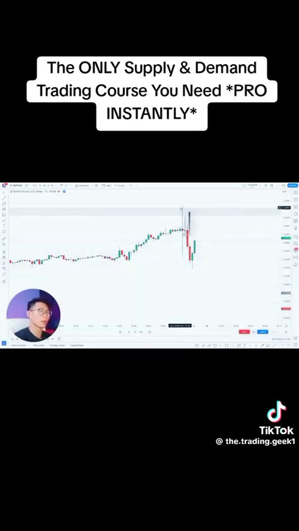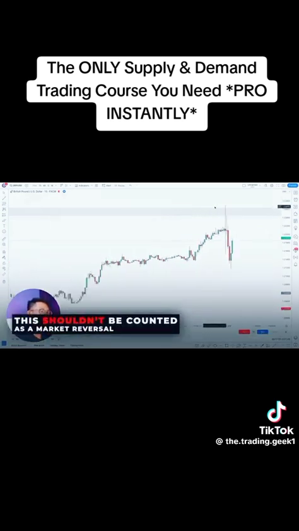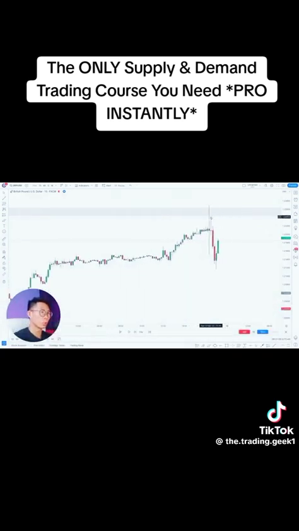This long wick is honestly market manipulation. When this happens, it's most likely news coming out. So honestly, when I see this, I would not count it as a valid reversal at this zone. So what I will do is wait for the next candle.